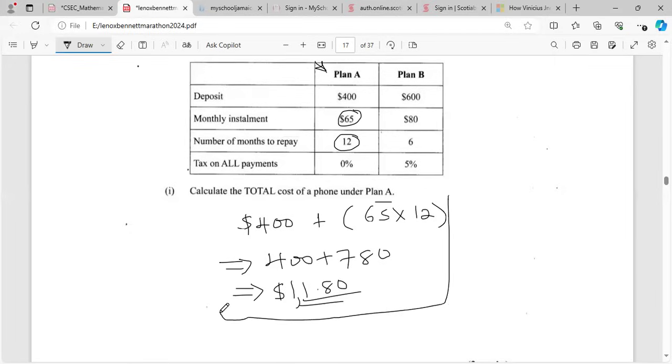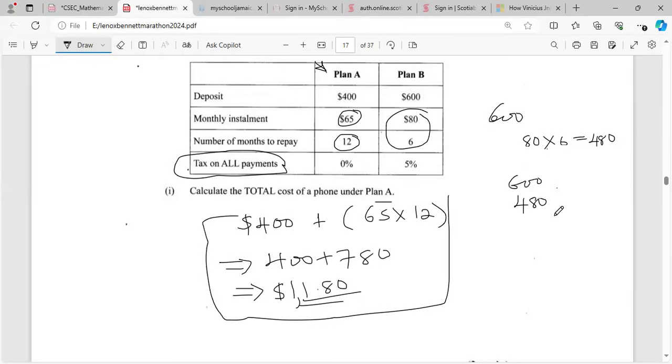Which is better? So under B, we know that the deposit is going to be 600, and then you're going to pay $80 for 6 months. So it's 80 times 6, which is 480. But look what it said. It said tax on all payments. Notice the word all. So I'm going to add everything: 600 plus the 480.